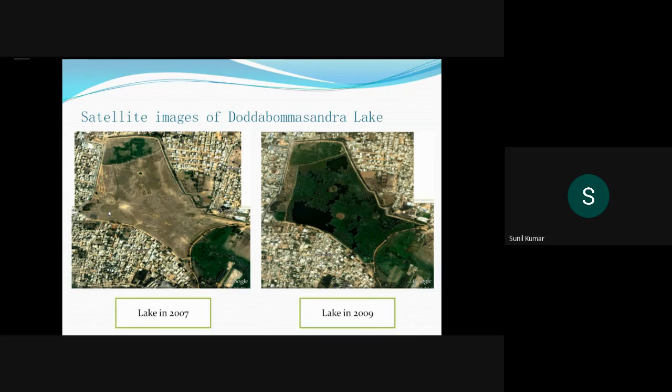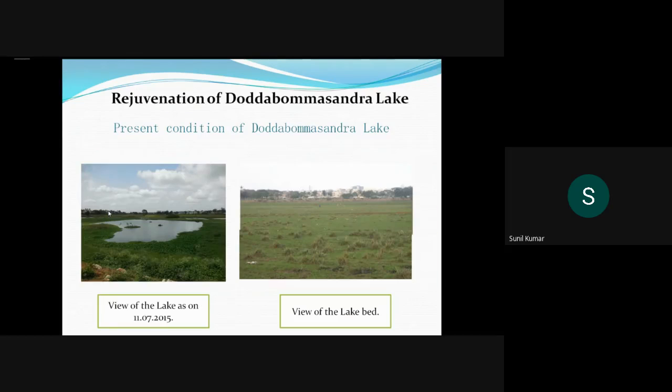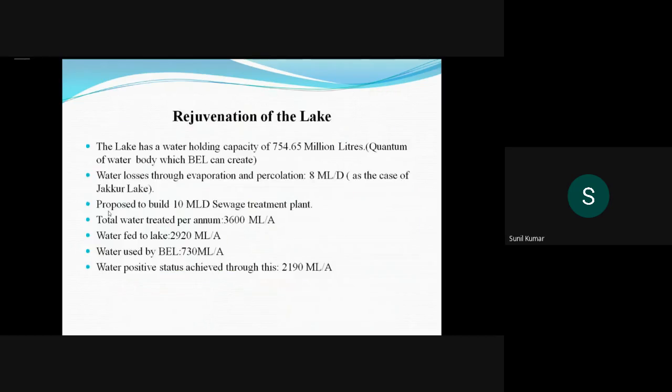It is the Bomsandra Lake, where B.E.L is taking up construction of the 10 MLD STP for rejuvenation of this lake. We can see most of the time lakes were dry. Now the treated water is being used to augment the evaporation and transpiration losses, and thereby they are keeping the lake full all the time. So this is the rejuvenation of that Bomsandra Lake we have taken up. It has 754 million liters holding capacity if it is treated. And these are the benefits which have been proposed here.